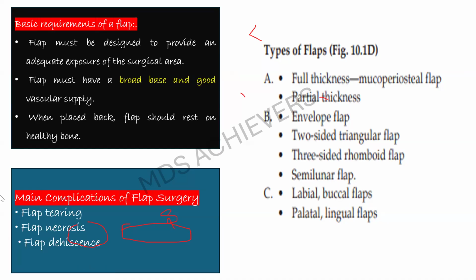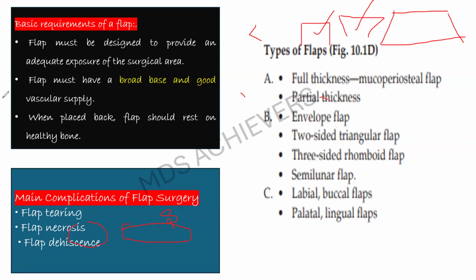The base should be broader. Broader means it should be somewhat like this. This is the tip and this is the base. It should not be like a square, or like this. If it is like this or like this, it undergoes necrosis. The main complications of flap surgery are flap tearing, flap necrosis, and flap dehiscence.